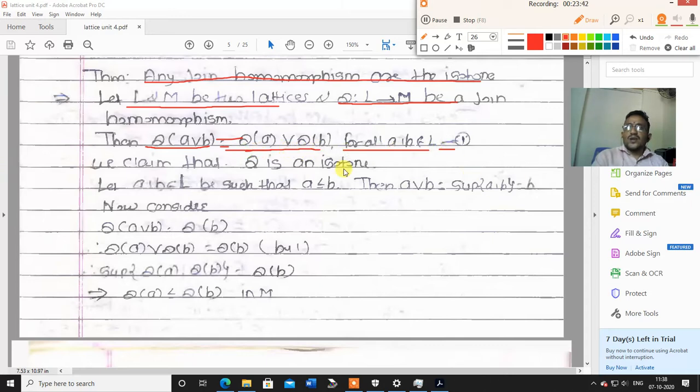Call this equation 1. We claim that theta is isotone. So let us take any two elements in lattice L. Let A and B be two elements in lattice L such that A is related to B.